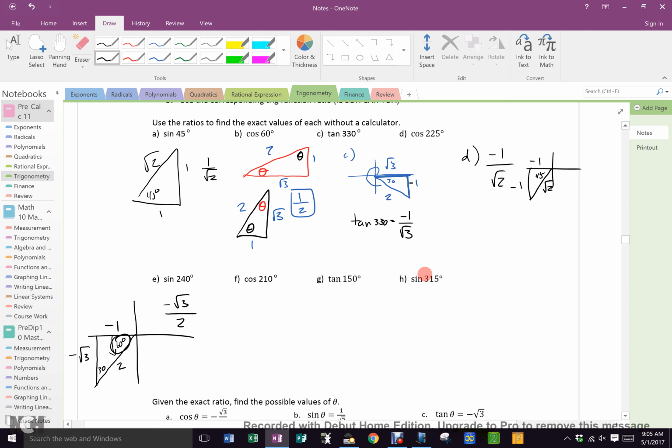You guys should be able to do the rest. Go. You should be able to do F, G, H. Draw it if you need to. There's no shame in it.